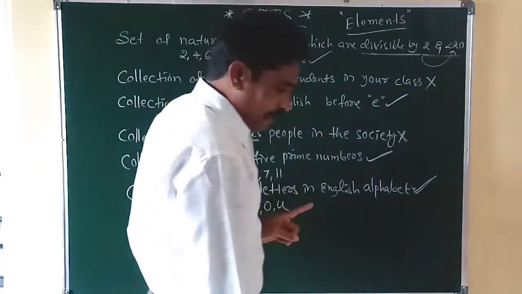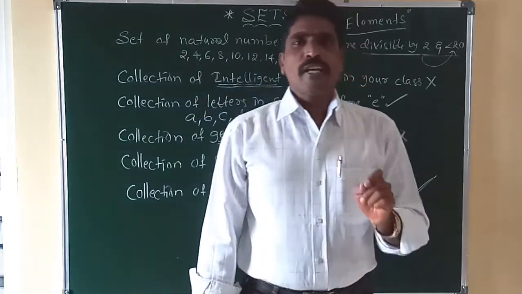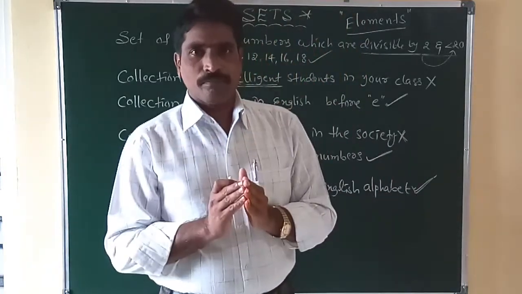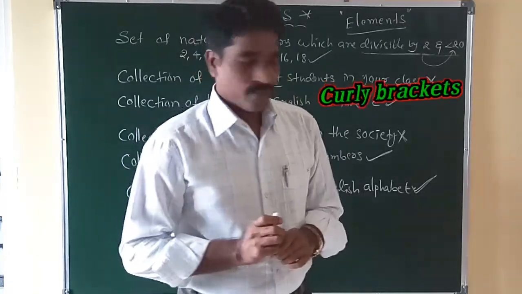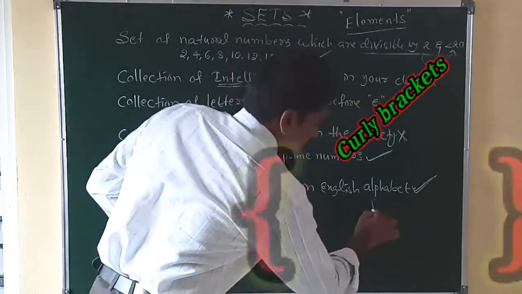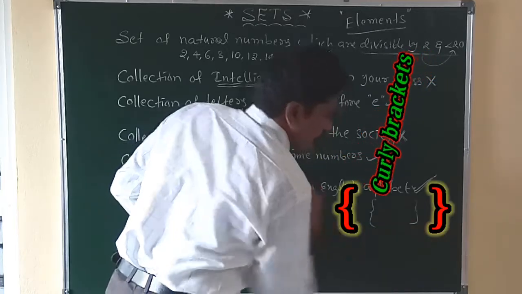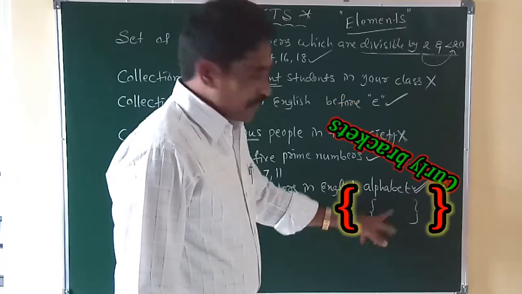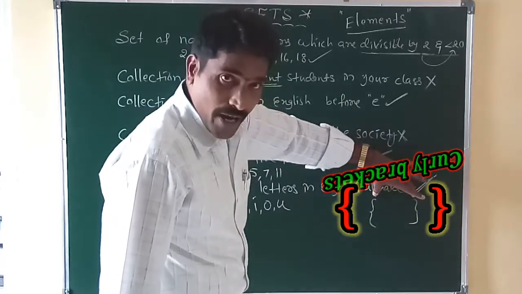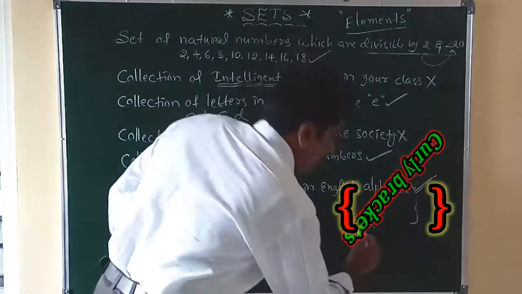A set can be written in notation using special brackets. Those brackets are curly brackets. We can write the elements of the set in these special brackets. These brackets are curly brackets.